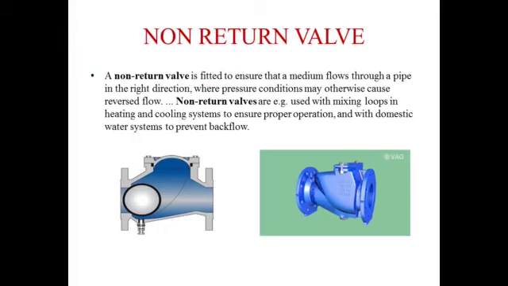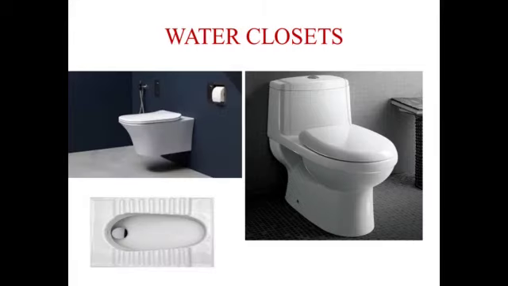Next, non-return valve. A non-return valve is fitted to ensure that a medium flows through a pipe in the right direction where pressure conditions may otherwise cause reverse flow. Non-return valves are, for example, used with mixed loops in heating and cooling systems to ensure proper operation, and with domestic water systems to prevent backflow. This valve is used mainly so that water does not flow in the reverse direction.